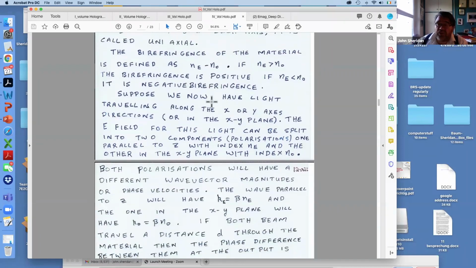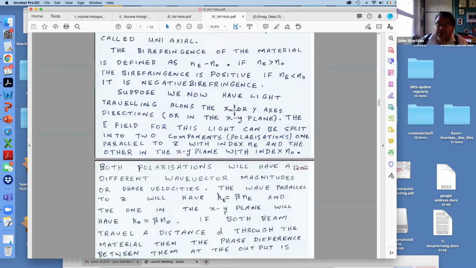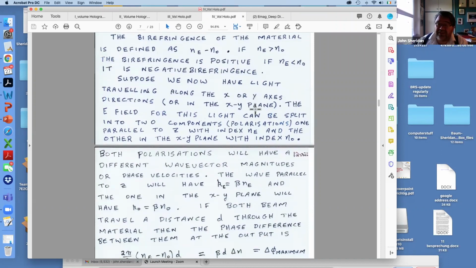Now we have a situation where, if we've got components in the two directions, so if we're traveling in X, we now have an E field component in the Y and in the Z, and both of those are going to see different refractive indices. So we're going to have a phase shift difference between the two. They're going to travel with different velocities.